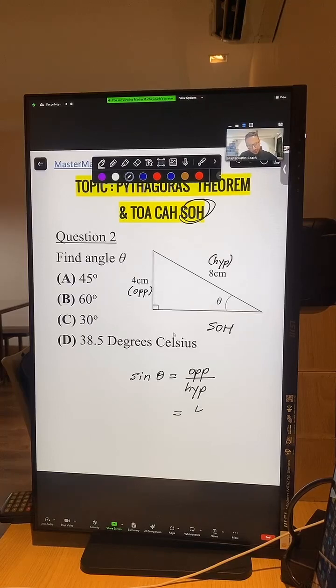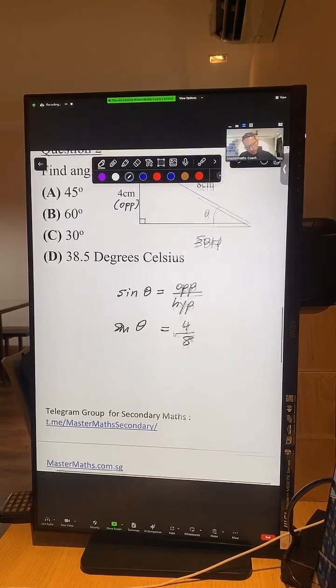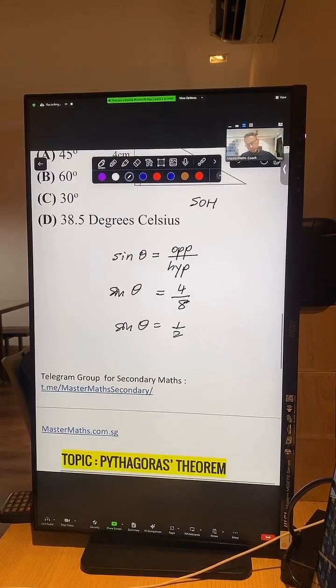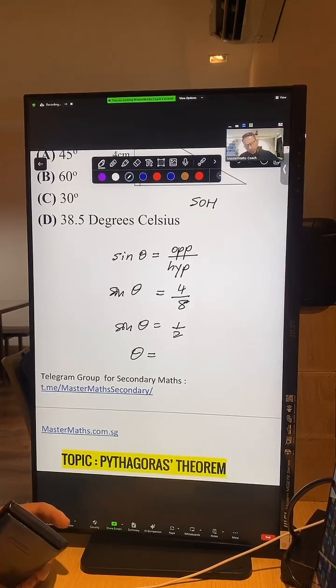So the opposite side is 4 cm. The hypotenuse is 8 cm. Which means my sine theta is now half. Now the question is, sine theta equals to half, so what? How do I go about finding theta? How you find theta is you need to use your calculator and you need to use this thing called sine inverse.